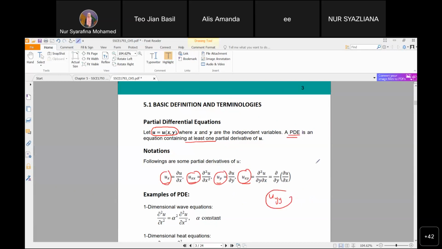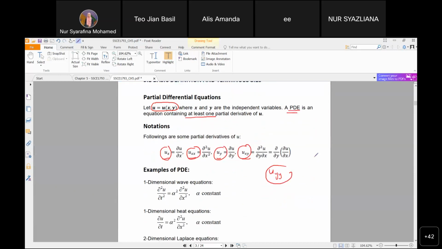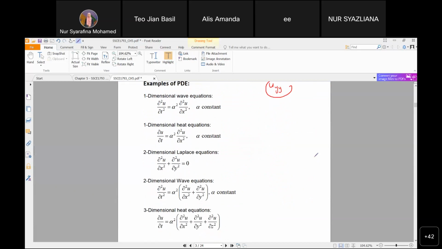Okay, so for this chapter, we are going to focus on how we can solve the PDE. There are examples of PDE that we're going to use. Here we have the wave equation, heat equation, Laplace equation, and the difference is their dimension. One dimension involves only u, x, and t. Two dimension involves u, x, and y. Two dimension also u, x, y, and t. And then three dimensional, we have u, x, y, and z.